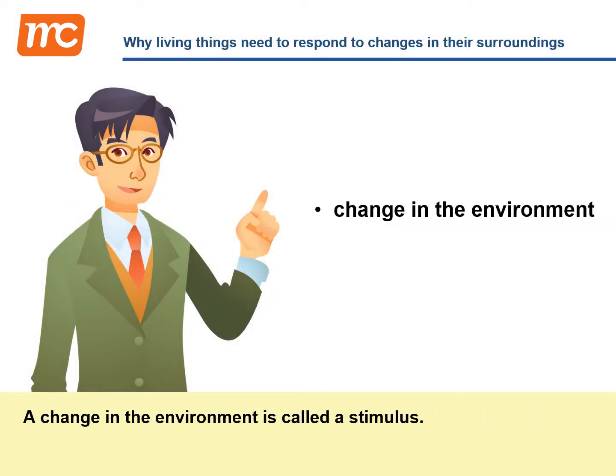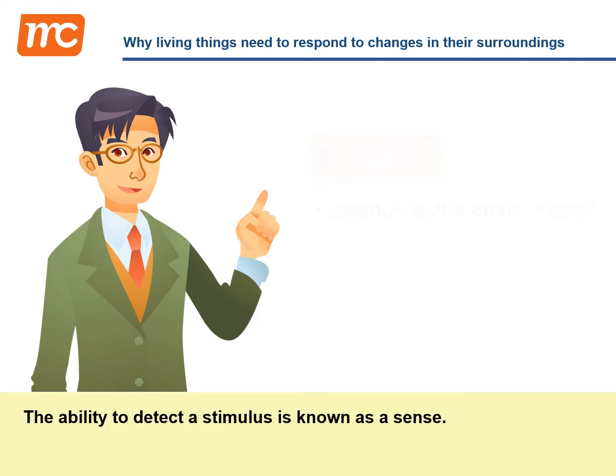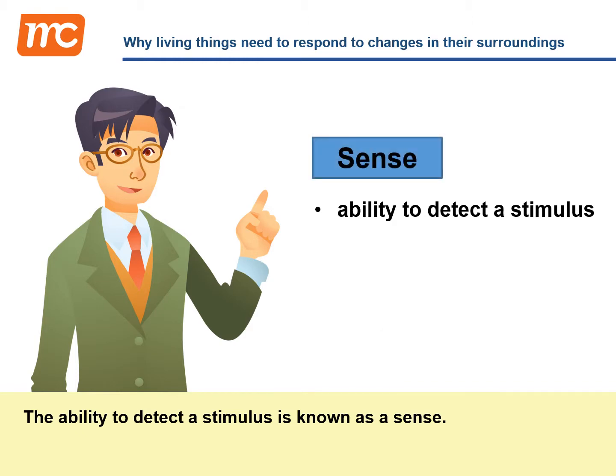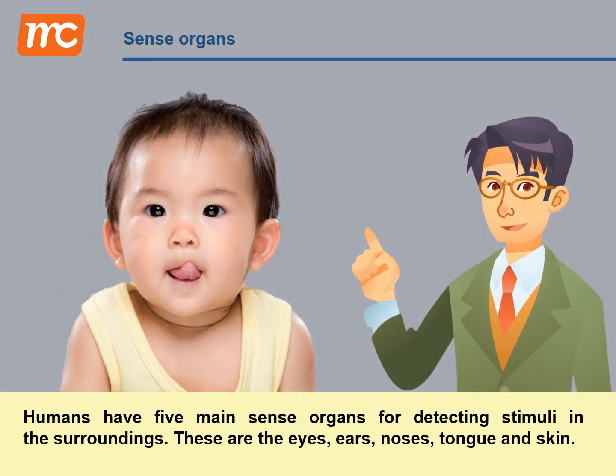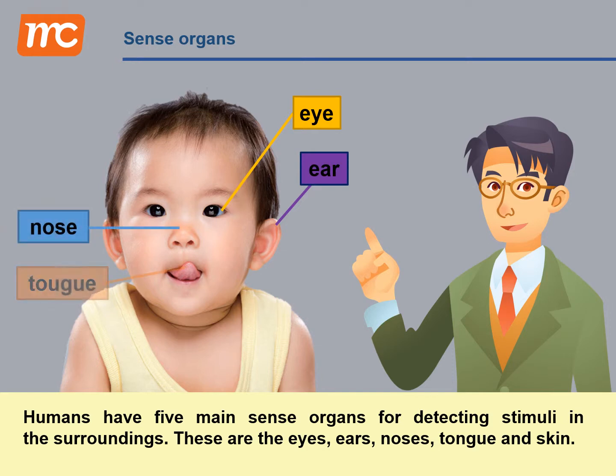A change in the environment is called a stimulus. The ability to detect a stimulus is known as a sense. Humans have 5 main sense organs for detecting stimuli in the surroundings. These are the eyes, ears, nose, tongue and skin.